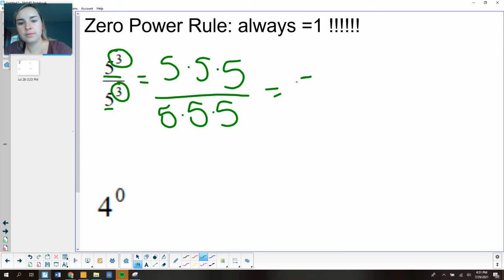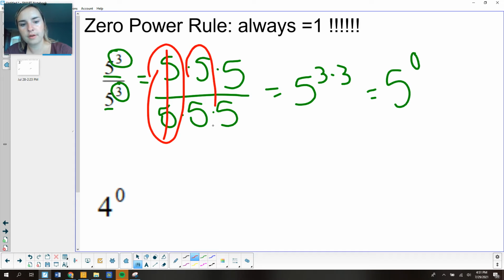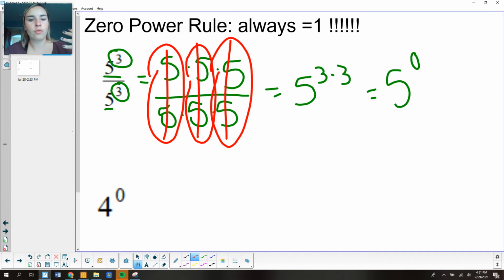So if we were to simplify this, remember what we do with our quotient rule is we're subtracting our exponents. So 5 to the 3 minus 3 is going to give us 5 to the 0. If we also look at this, 5 divided by 5 cancels. 5 divided by 5 cancels. 5 divided by 5 cancels. So the only thing we're left with is the number 1. Okay, so 5 to the 0 power is actually equivalent to 1.